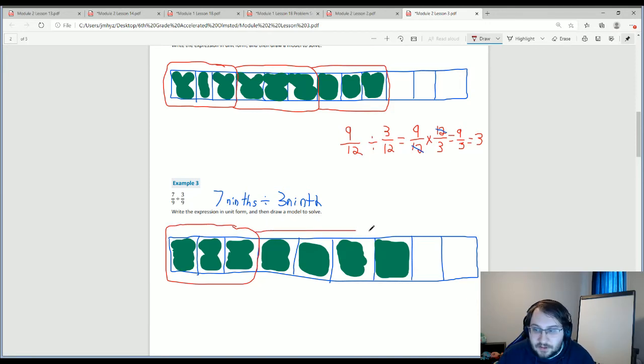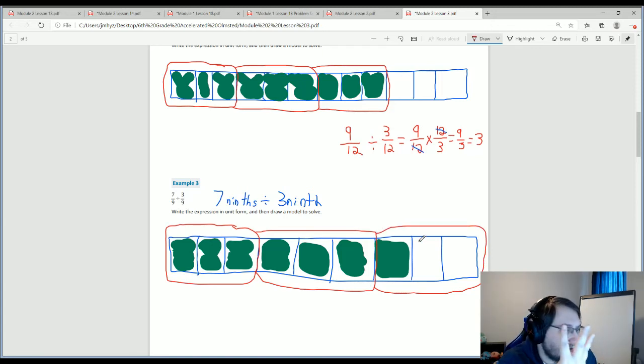This second group over here, also going to be 3/9 big. And this third group here, wait a minute. I don't have enough for another group of 3/9. I'm supposed to have 3/9. I only have 1 out of 3/9.